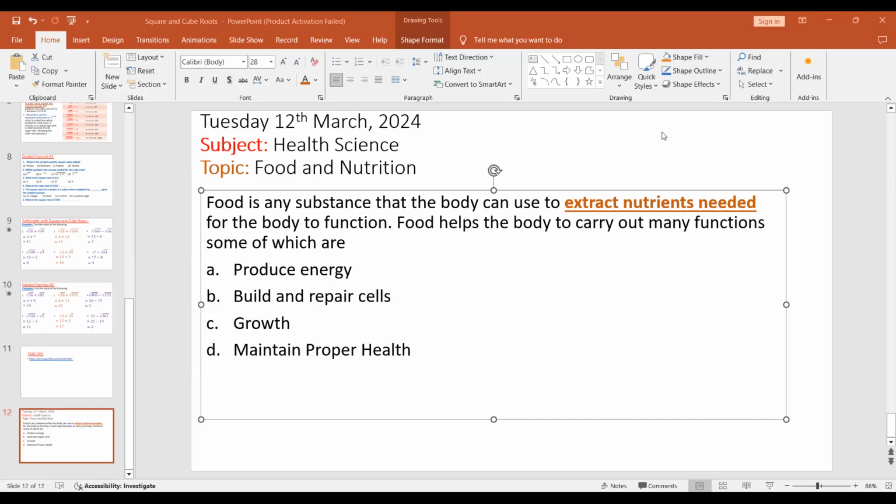Chai, can you read the definition for food for me, please? Food is any substance. Maybe I can ask Dior. Dior, can you read the definition for food? Food is any substance that the body can use to extract nutrients needed for the body to function. Very good. Thank you. And Malia, give me one of the functions that food helps the body to carry out. Growth. Growth, very good.